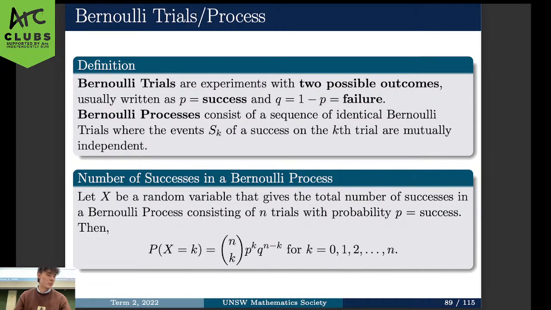That comes from, we have k successes, so we need to pick those k out of n, so that's where the n choose k comes from. Then we multiply by p to the k because we succeed k times, and then we fail n minus k times, giving us q to the power n minus k.